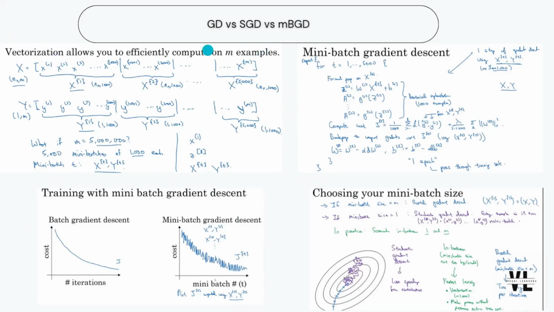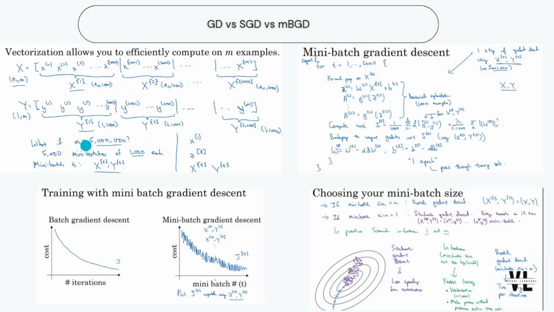So let's put all of these side by side and try to see the difference. If we have a training data X and it's vectorized, vectorization allows us to efficiently compute on M examples. So let's say we have M training examples. In the case of mini-batch gradient descent, we're going to partition the training set into mini-batches. In this case, our batch size is going to be 1000.